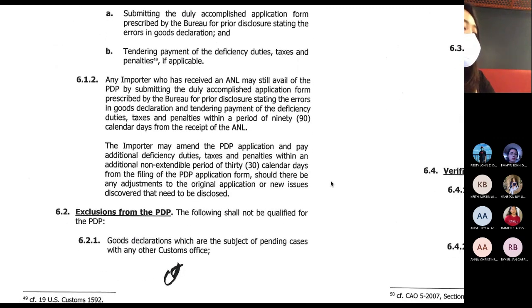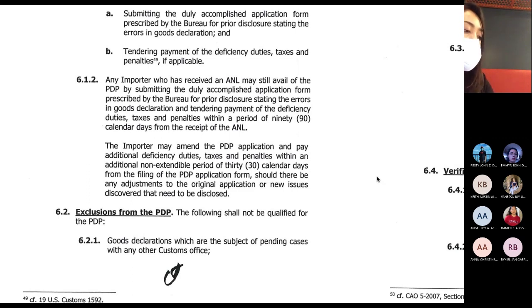6.1.2 Any importer who has received an authority notification letter may still avail of the prior disclosure program by submitting the duly accomplished application form prescribed by the Bureau for prior disclosure stating the errors in goods declaration and tendering payment of the deficiency, duties, taxes, and penalties within a period of 90 calendar days from the receipt of the ANL. The importer may amend the PDP application and pay additional deficiency, duties, taxes, and penalties within an additional non-extendable period of 30 calendar days from the filing of the PDP application form, should there be any adjustments to the original application or new issues discovered that need to be disclosed.